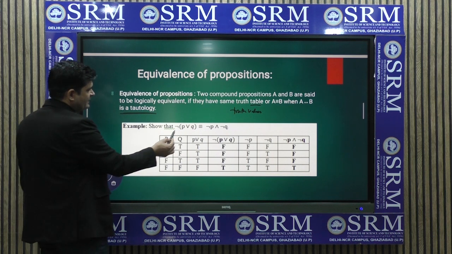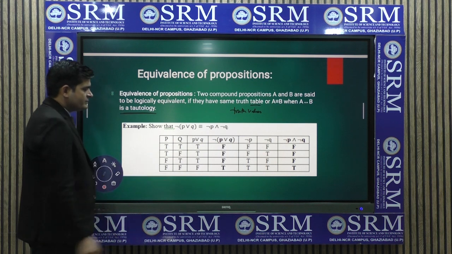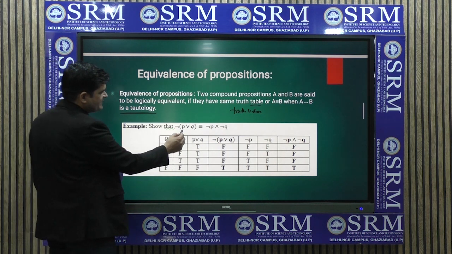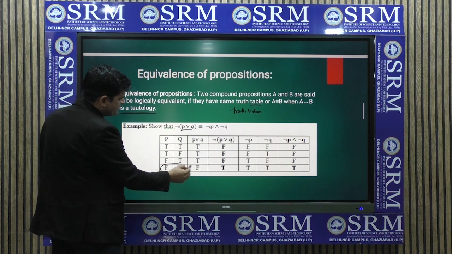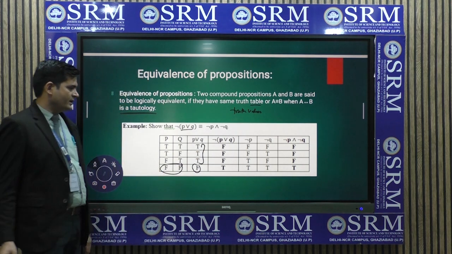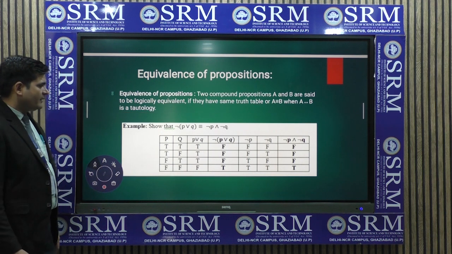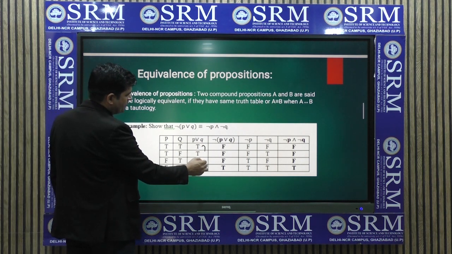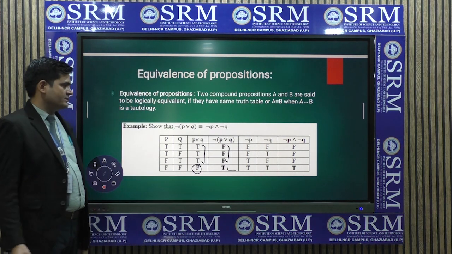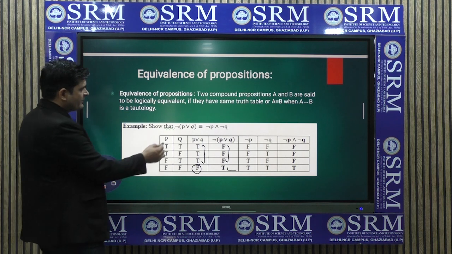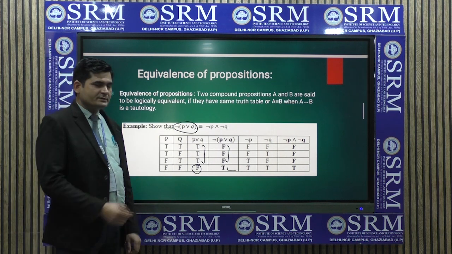In this proposition we have two variables, P and Q, so there are a total of 4 assignments of truth values. First we will calculate the disjunction of P and Q. Disjunction is false whenever both the statements are false, otherwise it is true. Then I will take the negation of this. All the true values become false and false values become true. This is the left hand side of the proposition, so it has the values false, false, false and true.